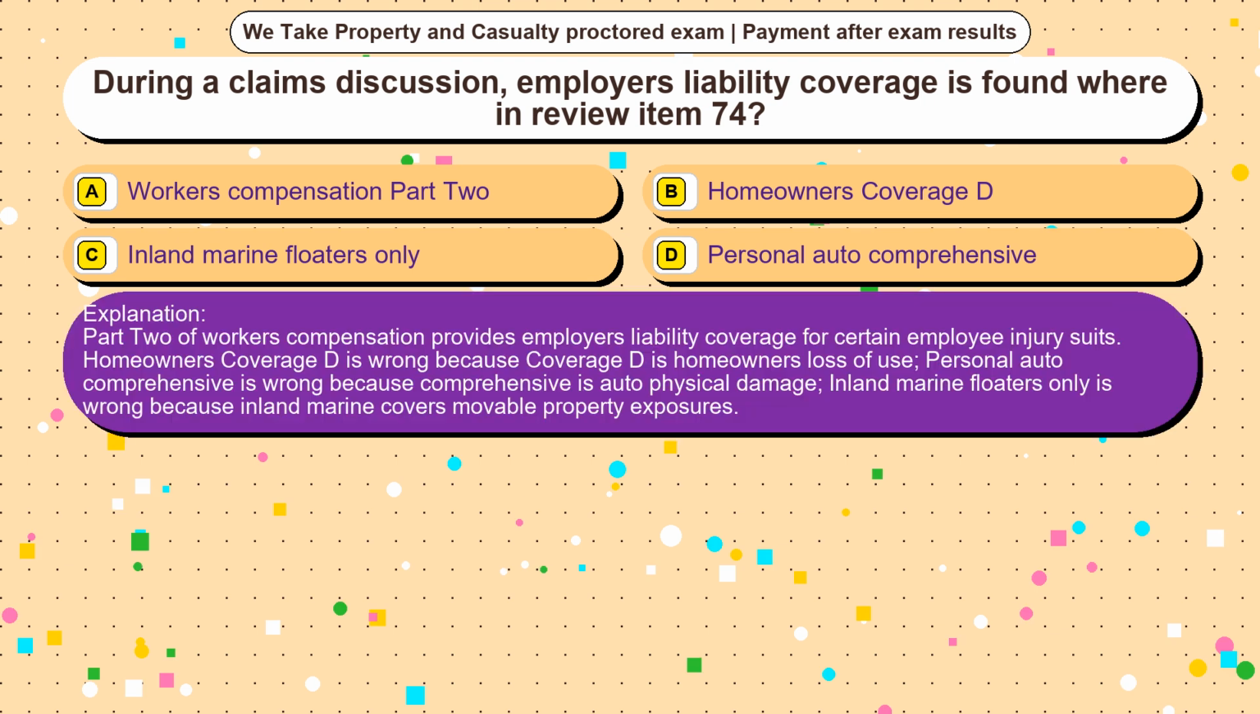Part 2 of workers' compensation provides employers' liability coverage for certain employee injury suits. Homeowners coverage D is wrong because coverage D is homeowners' loss of use. Personal auto comprehensive is wrong because comprehensive is auto physical damage. Inland marine floaters only is wrong because inland marine covers movable property exposures.